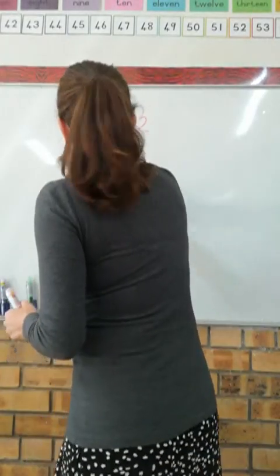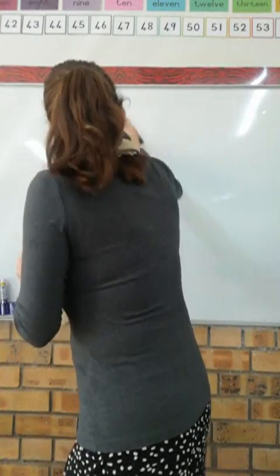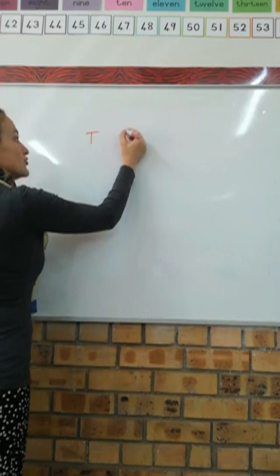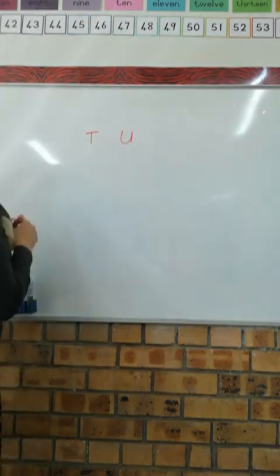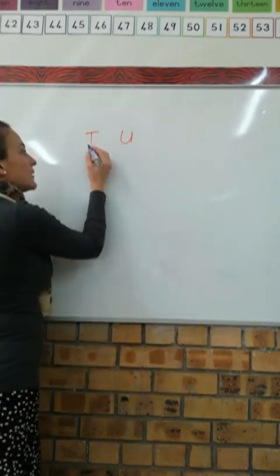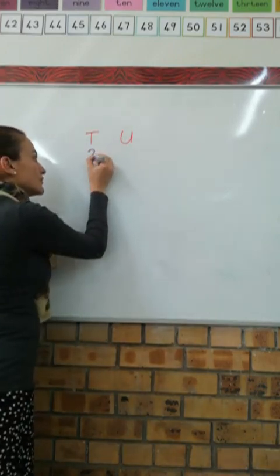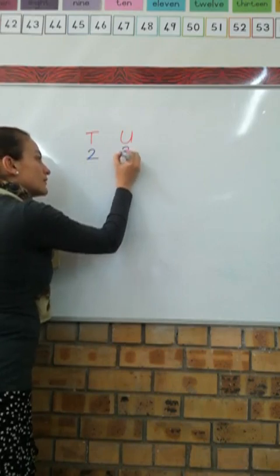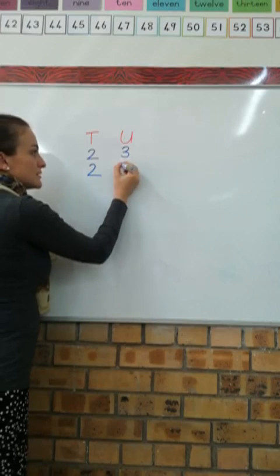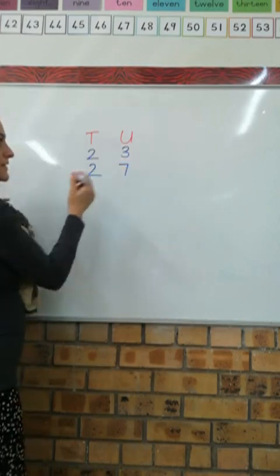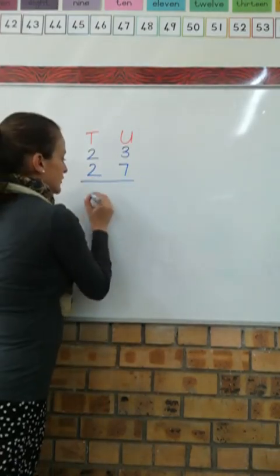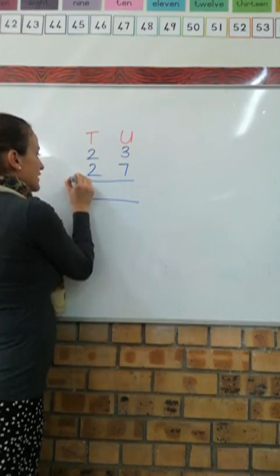Sometimes you'll have a number. Let me just rub this off. I'll keep the tens over here and the units over here. Now, if we're doing our sum, I'm going to give you a different sum. I'm going to give you 23 plus 27. Okay, do that, and then we're going to add them together.